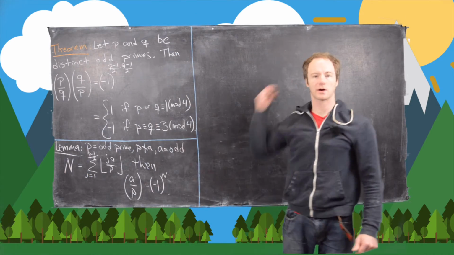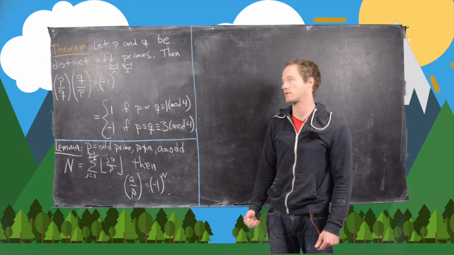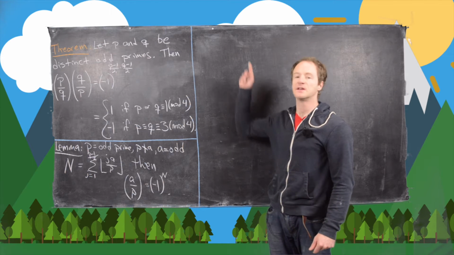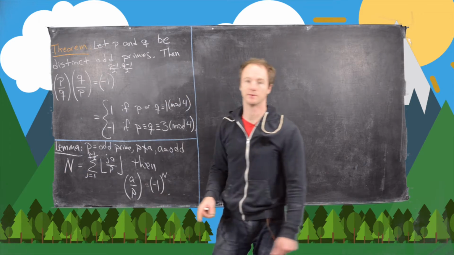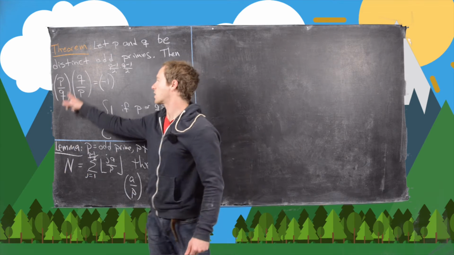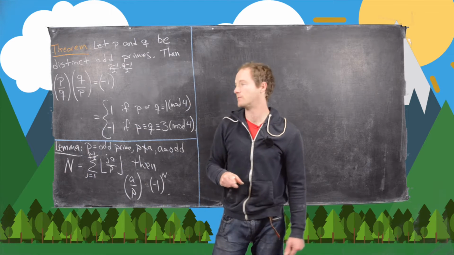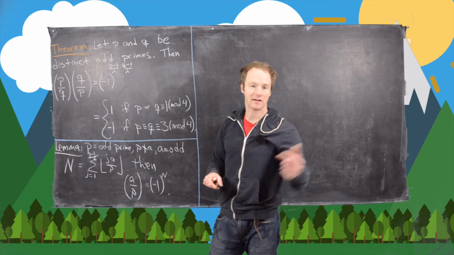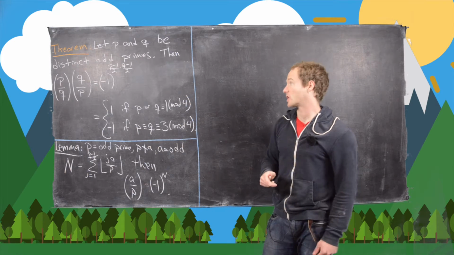Okay, in this video we're going to look at a very beautiful result from elementary number theory called quadratic reciprocity. Let's look at the statement. First, let's recall that these are Legendre symbols, so they answer a question: is P a quadratic residue mod Q, or is Q a quadratic residue modulo P? I'll let you look at previous videos to learn more about quadratic residues.